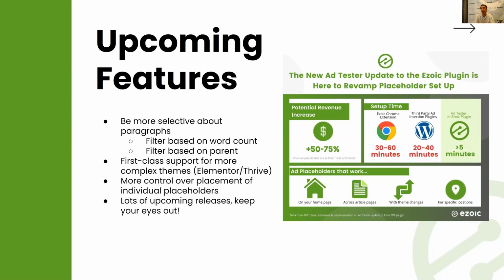What if you want to filter placeholders based on the number of words in a paragraph? No one wants to count a paragraph that has 20 words. But maybe you want to say, hey, I want to position below the third paragraph, but only count paragraphs that have over 150 words, meaningful, contentful paragraphs. We're going to go ahead and add that feature fairly soon.